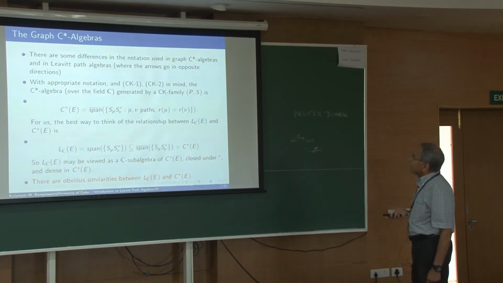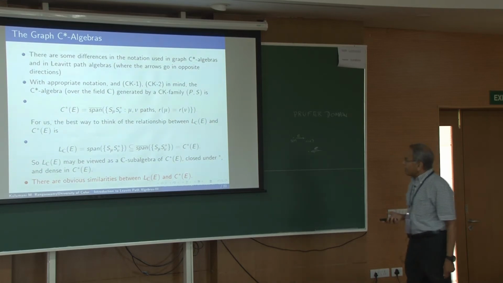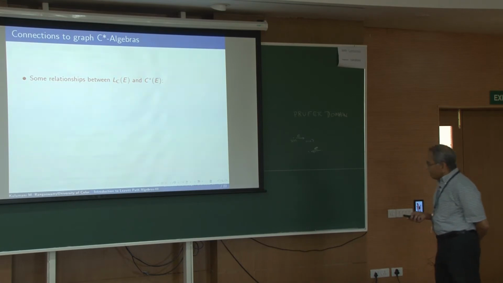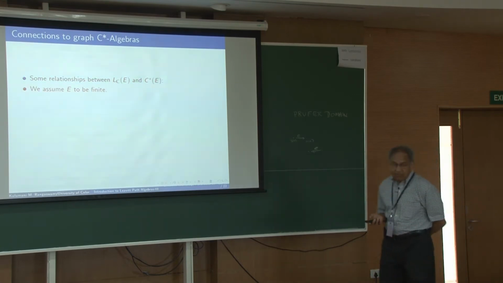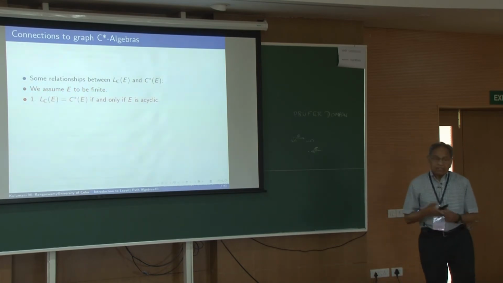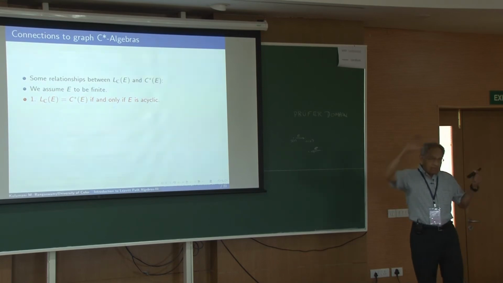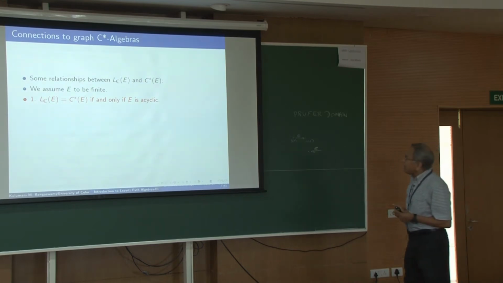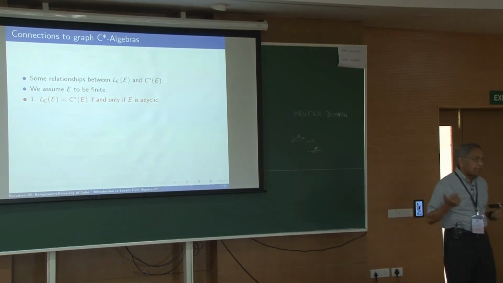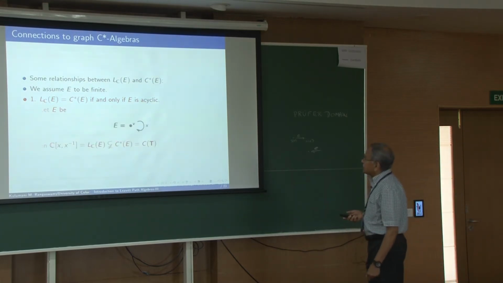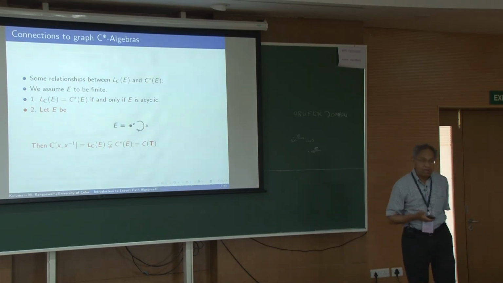But there are also obvious differences. We'll talk of some of the obvious similarities first between these two. We assume a graph to be finite, for instance. Then, because the Leavitt path algebra is a dense subalgebra of the graph C-star algebra, when can these two coincide exactly? When, of course, the graph is finite, and secondly, when it has no cycles. So the differences come only when you have cycles.